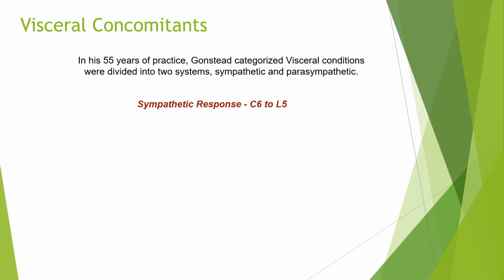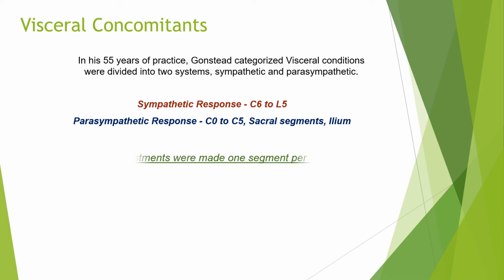He said that the sympathetic response came from adjusting segments C6 to L5, and that the parasympathetic response came from occiput through C5 adjustments, sacral segments, and ilium. And what he would do is he would adjust just only one segment per visit when dealing with these patients with this visceral concomitant. He would only stay within one system when he did adjust.